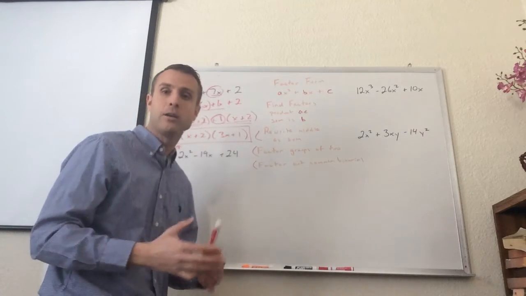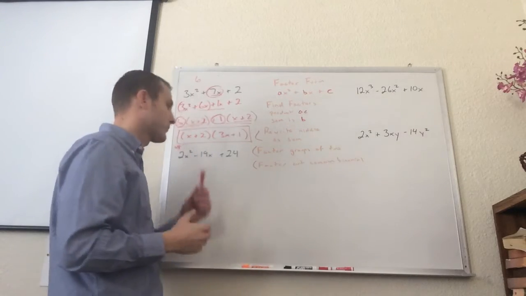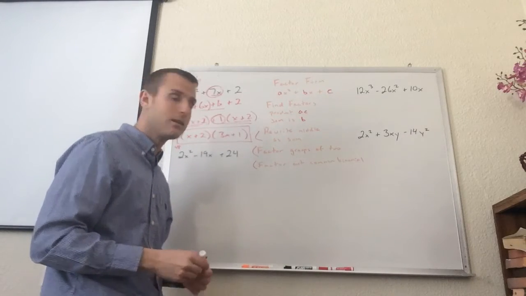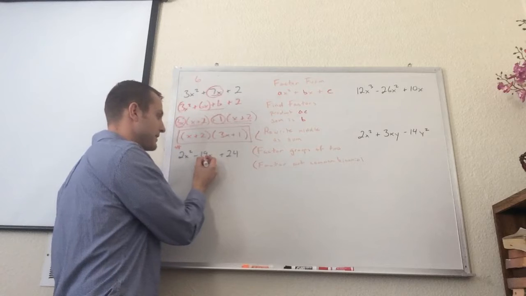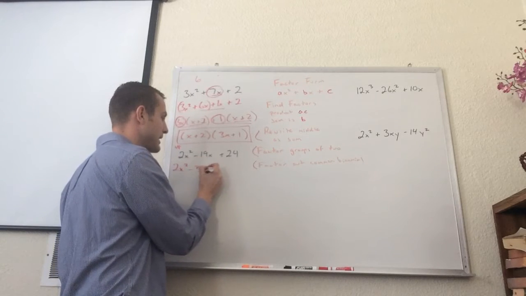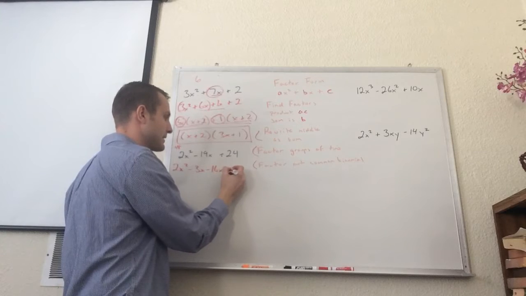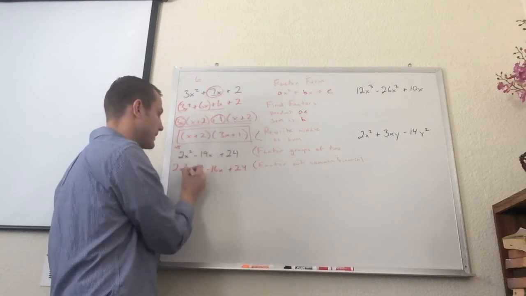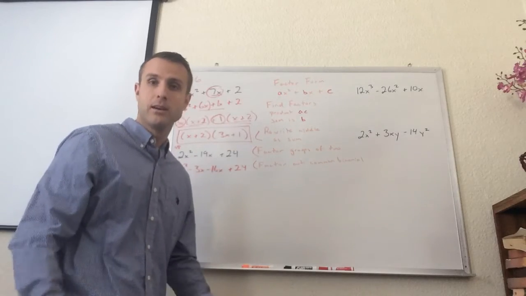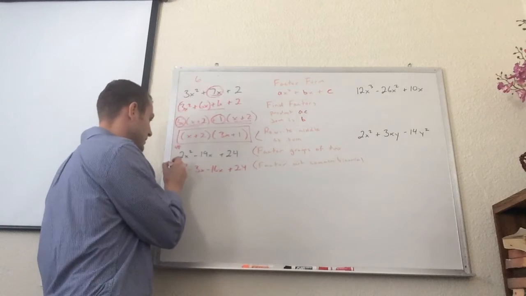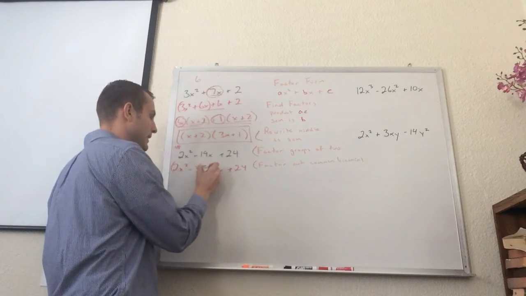I'm not going to work it out, but once you find the different factors for 48, you'll figure out that two of the factors for 48 are 3 and 16. Those also add together to equal 19, so I'm going to replace negative 19x with negative 3x and negative 16x plus 24. So two negatives multiply to equal a positive and add to equal a negative. Next, I'm going to group them in two. So I'm going to look at the first two and then the second two.